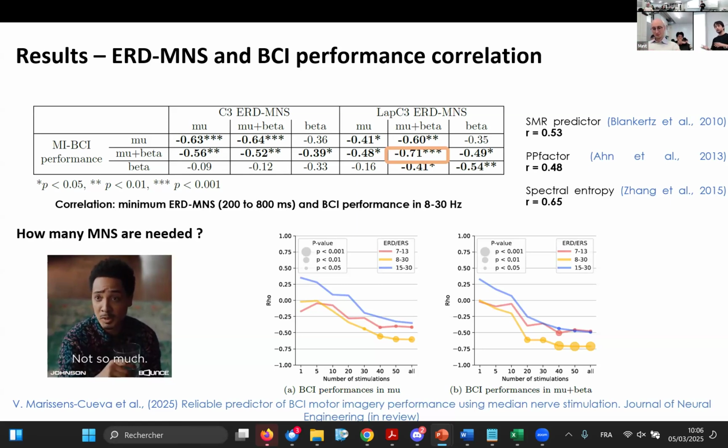So it means that if you stimulate the median nerve every 3 or 4 seconds, after 1 minute of signal before your experiment, you can have a significant correlation.